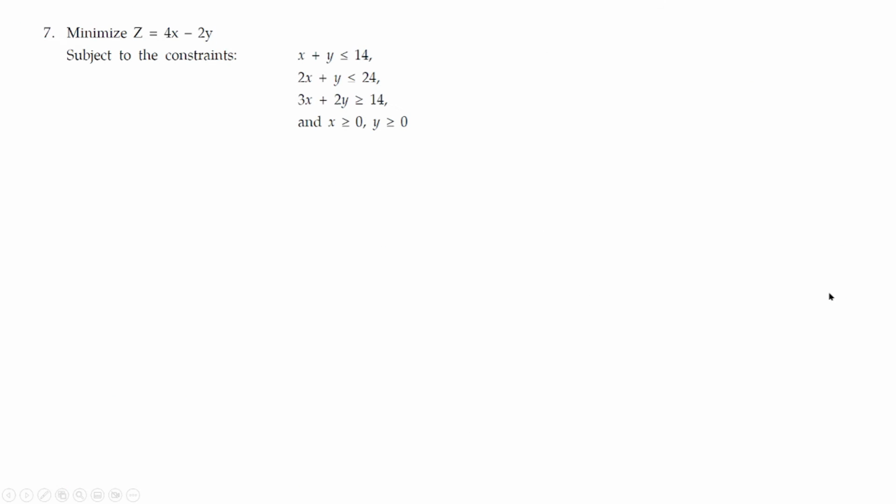Now we have the seventh question. It is minimize z is equal to 4x minus 2y subject to the constraints x plus y less than or equal to 14, 2x plus y less than or equal to 24, 3x plus 2y greater than or equal to 14, and x and y greater than or equal to 0. Now this objective function has the coefficient of y as a negative integer. So in this case, the isocost line which we draw will not have a negative slope. It will have a positive slope. It will have slope like this. So this is a positive slope.